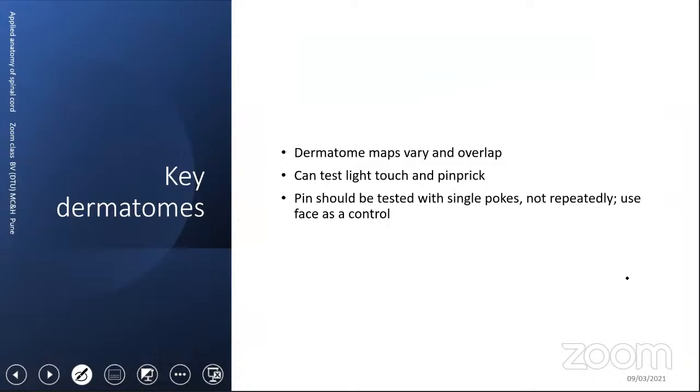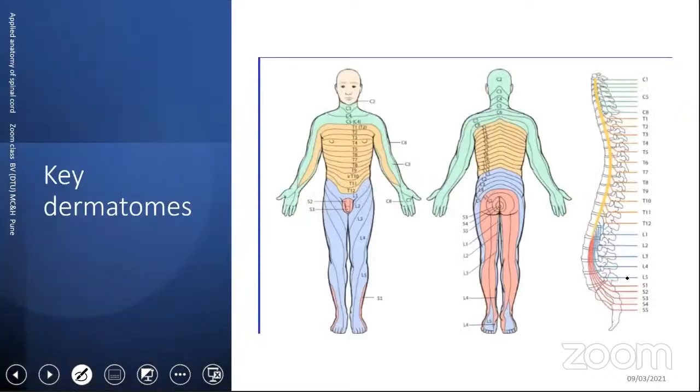So the key is that dermatome maps vary and overlap; you can test light touch and pinprick. Pin should be tested with single pokes, not repeatedly. Use the face as a control: one poke on the face, then the other site. Don't do this repeatedly. That's the key. These are the key dermatomes which you should remember. The best way to remember, as one of our teachers used to say, is that while bathing you revise your dermatomes.